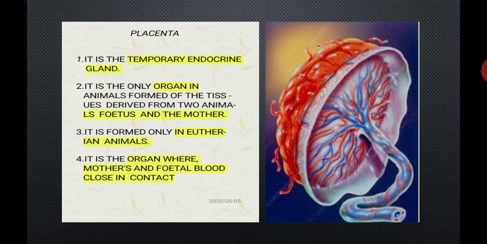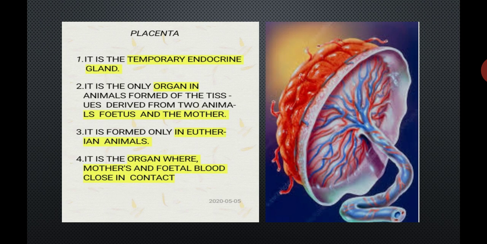Students, this placenta is a temporary endocrine gland. It is a temporary endocrine gland because it secretes three hormones. One is called estrogen, the second one is called progesterone, and the third one is called HCG.